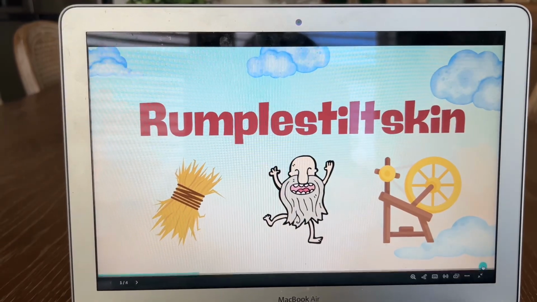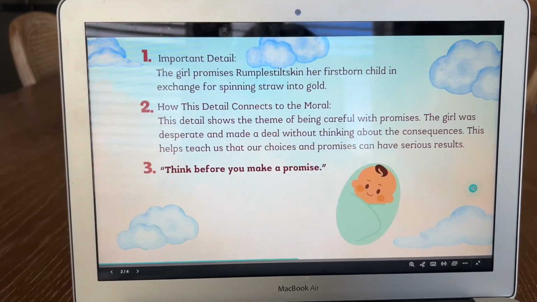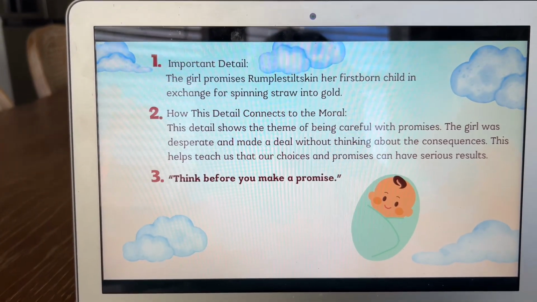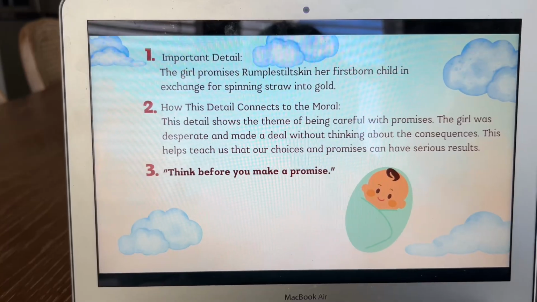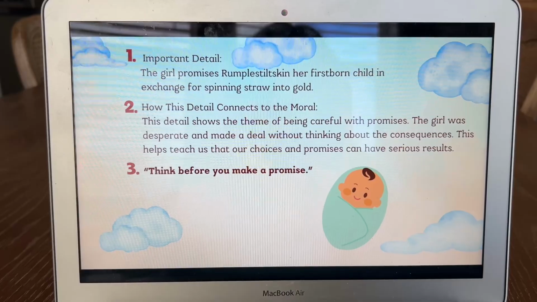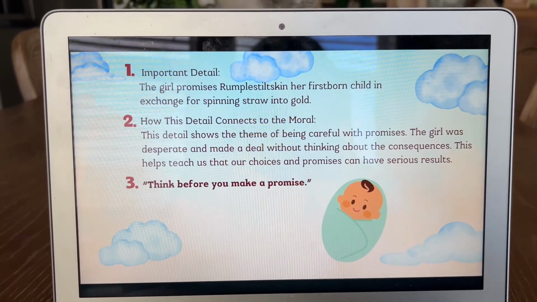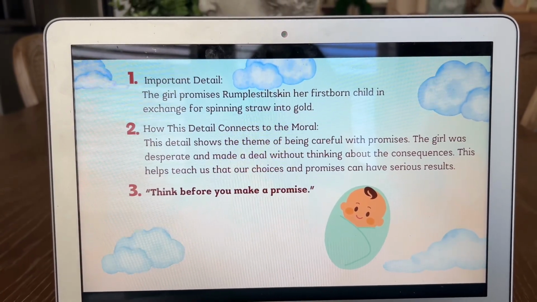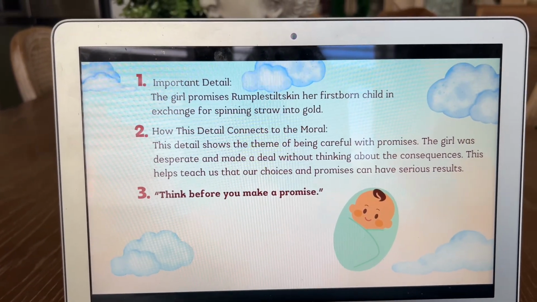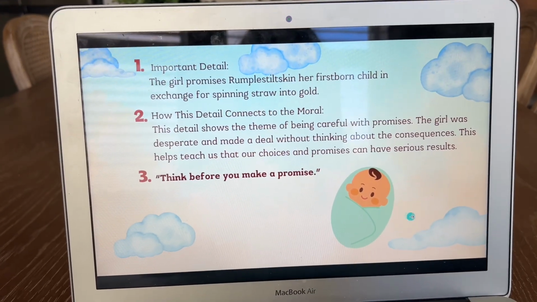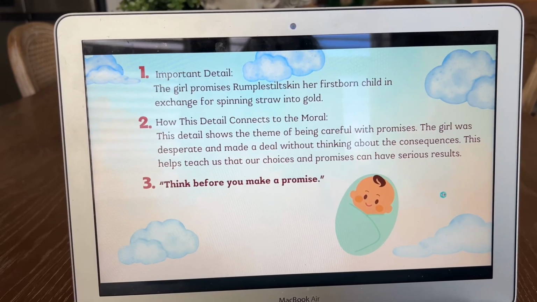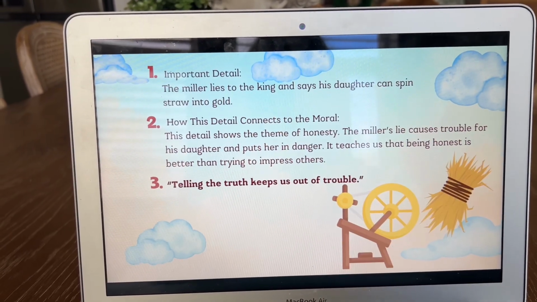So here's our first slide, Rumpelstiltskin. Here's our first one, important detail: the girl promises Rumpelstiltskin her firstborn child in exchange for spinning straw into gold. How this detail connects to the moral: this detail shows the theme of being careful with promises. The girl is desperate and made a deal without thinking about the consequences. This helps teach us that our choices and promises can have serious results. Three, think before you make a promise, and there's a picture of a baby. Perfect, because the girl promised Rumpelstiltskin the baby.